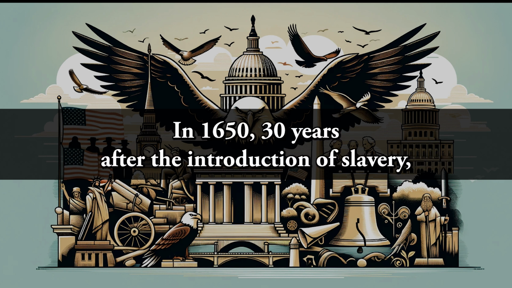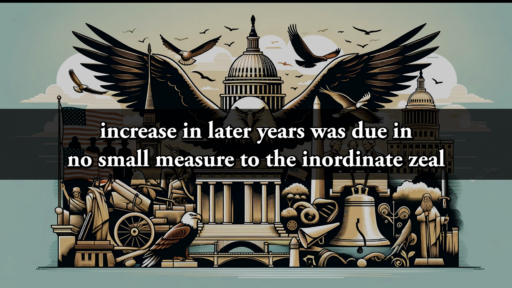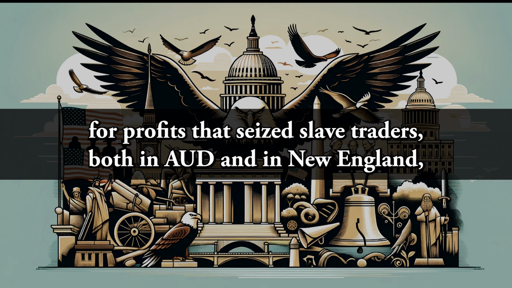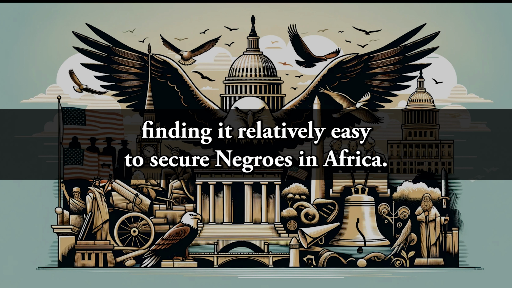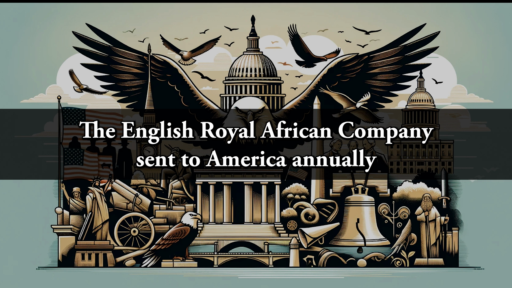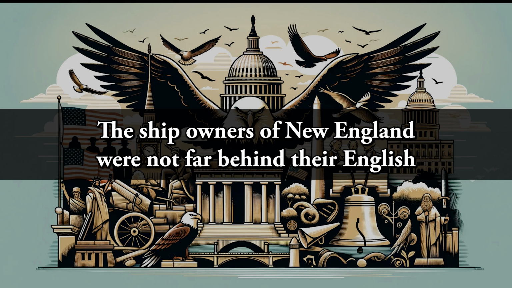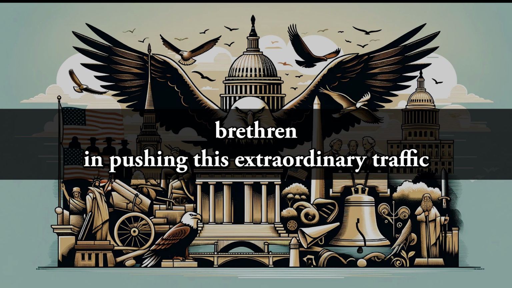In 1650, 30 years after the introduction of slavery, there were only 300 Africans in Virginia. The great increase in later years was due in no small measure to the inordinate zeal for profits that seized slave traders both in Old and in New England. Finding it relatively easy to secure Negroes in Africa, they crowded the southern ports with their vessels. The English Royal African Company sent to America annually between 1713 and 1743 from 5,000 to 10,000 slaves. The shipowners of New England were not far behind their English brethren in pushing this extraordinary traffic.